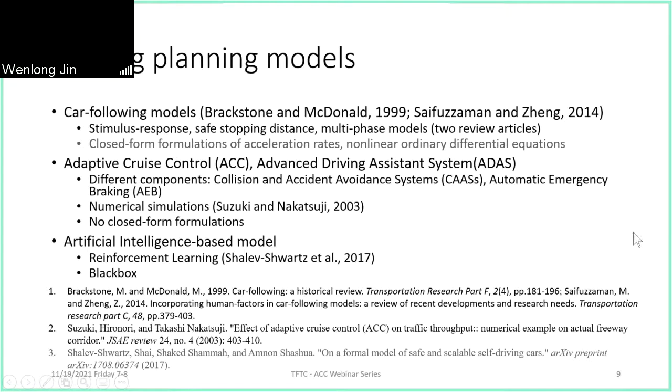The second one is in the field of adaptive cruise control, or advanced driving assistance systems. There have been a lot of studies, and these systems usually comprise different components like collision and accident avoidance and automatic emergency braking. There have been a lot of numeric simulations, but there are no closed form formulations. These are more like different subsystems, and whether they are consistent with each other, those questions have not really been answered. The third approach, of course a really hot topic, is artificial intelligence based models, based on reinforcement learning, but this is a black box, like a statistic method. So as we said, such planning models have to be tested in the real world before really being implemented.